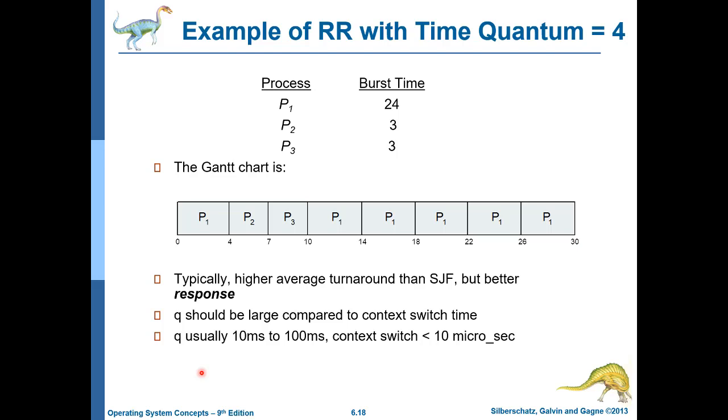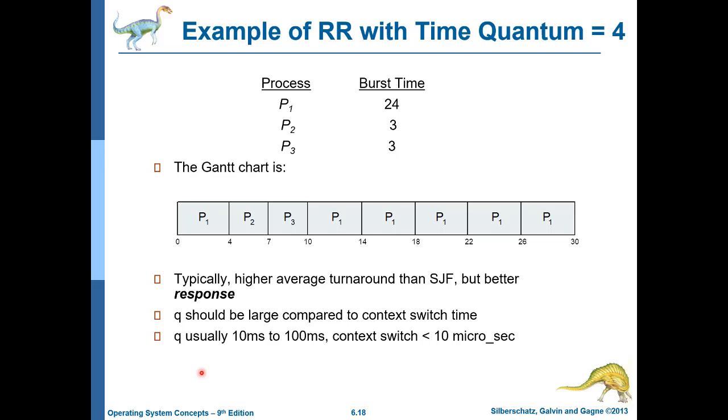So the problem is that the turnaround time is higher than the shortest job first. Because of the context switching, the process can come out, go in, so it takes longer to complete each process, but it has a better response time. Why is it better? Because each process is coming to the CPU very quickly. The process does not have to wait for long before it can get the CPU.